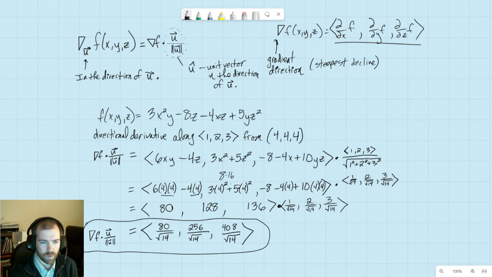When we dot that with the values that we plug in, again, x, y, and z are all 4, for better or worse, we end up with the vector 80, 128, 136, dotted with the unit vector that we had here. And then when we dot those, we're multiplying 80 by 1 over root 14, 128 by 2 over root 14, and 136 by 3 over root 14. Now check me on that, but I'm pretty sure that's right.